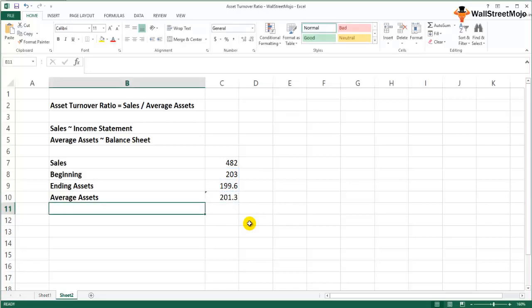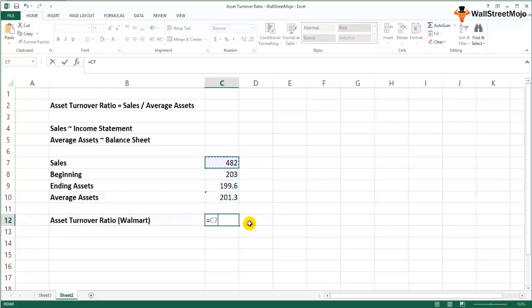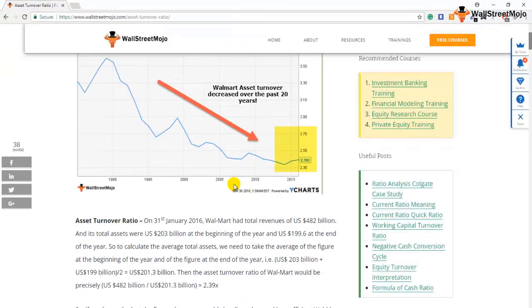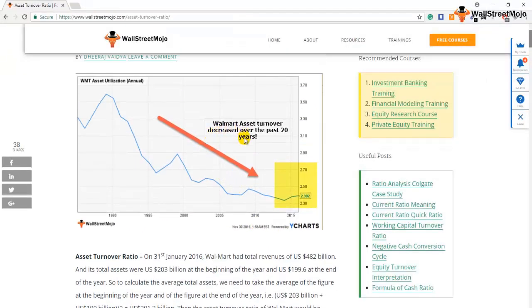So what will be the asset turnover ratio of Walmart? This will be sales divided by your average assets. This comes out to be 2.39. So that's what we have in terms of our result as well for Walmart.